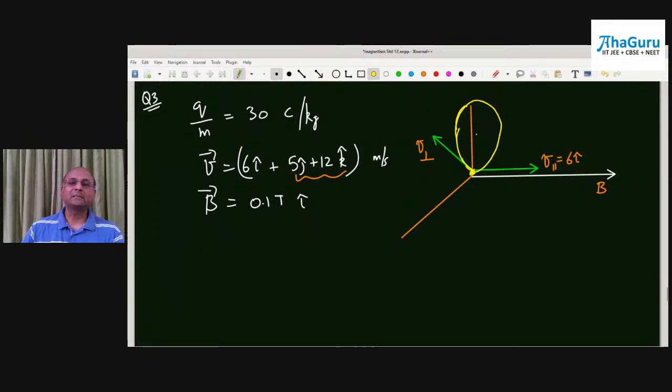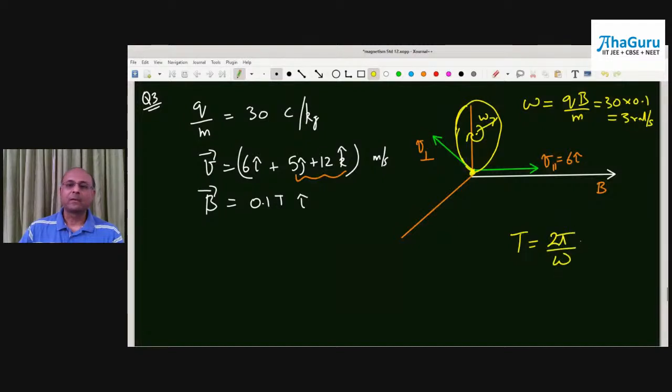What would be the radius and what would be the omega for this, right? For turning around like this. So this omega we can calculate. Omega is how much? QB by M, right? Q by M into B. Now Q by M I know is 30. B I know is 0.1. So that means omega is 3 radians per second. To make one full trip round like this, the time period to make this full trip is going to be 2 pi by omega. 2 pi by 3 seconds.